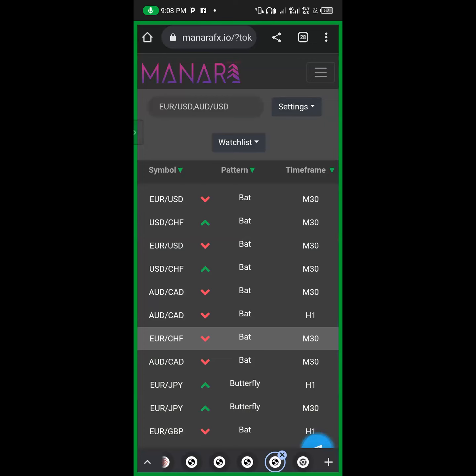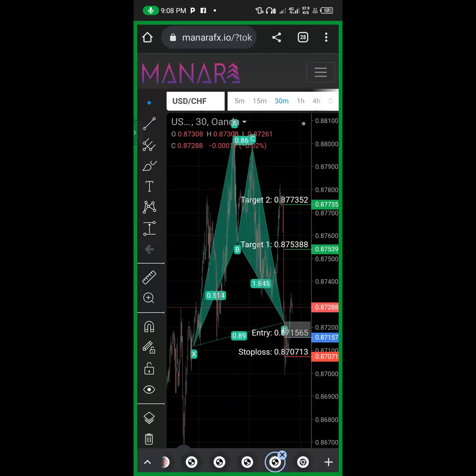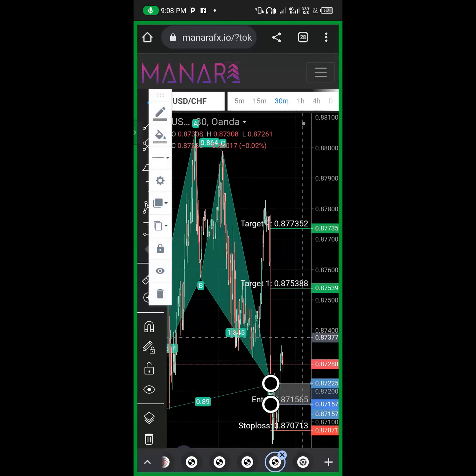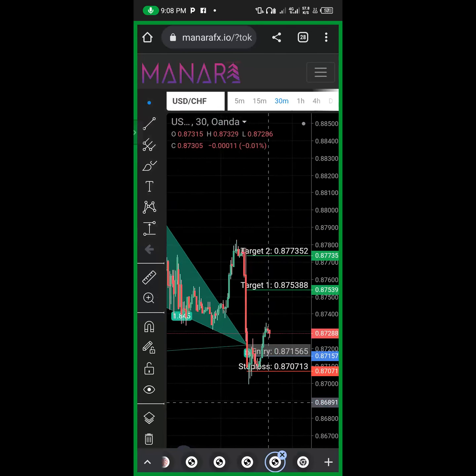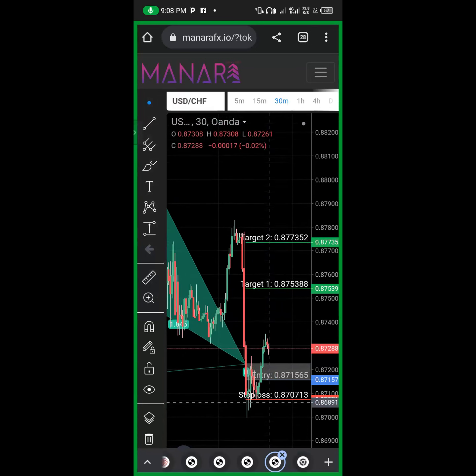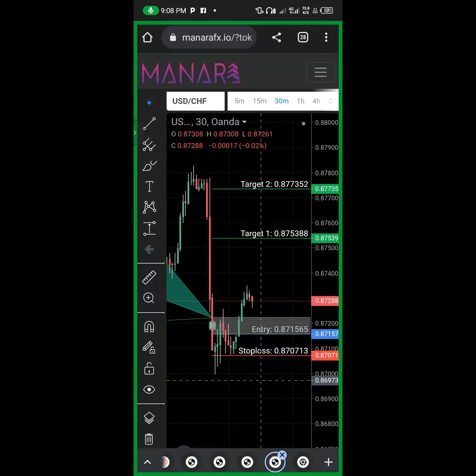Alt card is the same. The M30 is the same USD chef. Was a buy. I see the arrow pointing up. The arrow was green, pointing up, right? Was a buy. Let's see if this was good. Okay, this was not good. This was not good. So this is stop loss, right? Then after hitting stop loss, started going in the right direction.